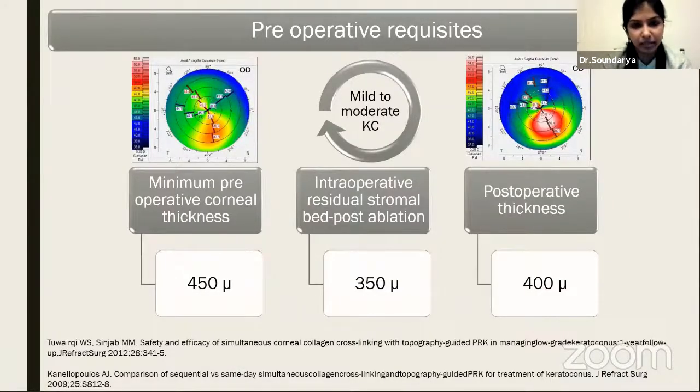Before going into the step-by-step planning, I'd just like to talk about a few prerequisites. Ideal candidates for topography-guided treatment are those with mild to moderate keratoconus with a minimum preoperative thickness of 450 microns. Or in other words, an intraoperative residual stromal bed of 350 microns following the epithelial removal and ablation, or postoperatively, following reepithelialization, a 400 micron residual corneal thickness. It doesn't mean that we cannot do topography-guided treatment in those who have less than 450 microns. We do go ahead and do it, but we have to keep in mind that an adequate residual stromal bed is available.